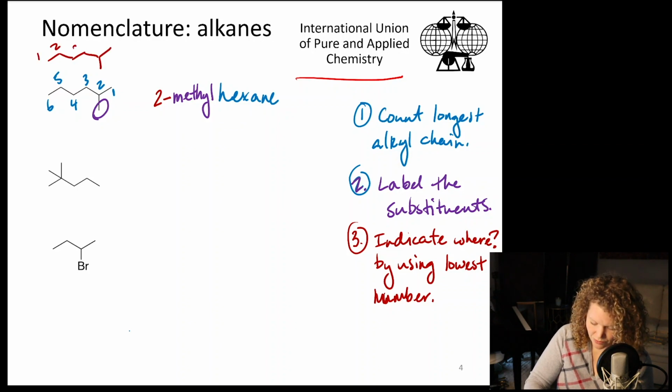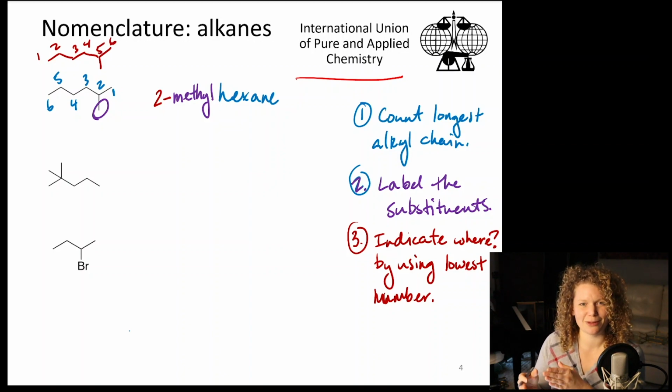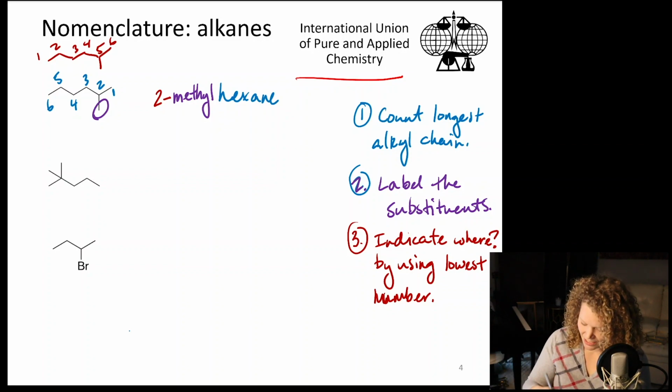Now you could imagine that I could count it the other way. 1, 2, 3, 4, 5, 6. This would give us 5-methyl hexane, which isn't correct. You always want to use the lowest number. So if you count it like this, you'll simply look and notice that, oh, I could start the 1 where the 6 is. So let's do another example together.